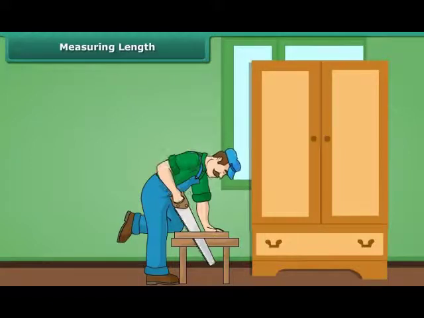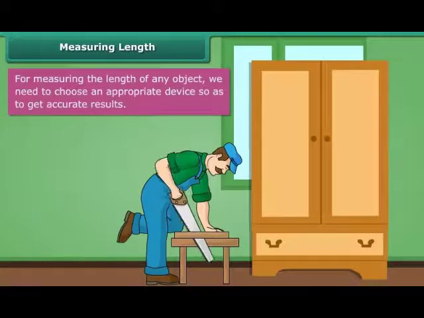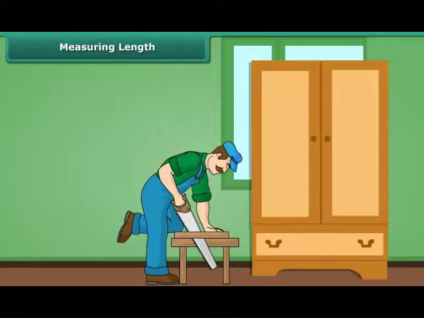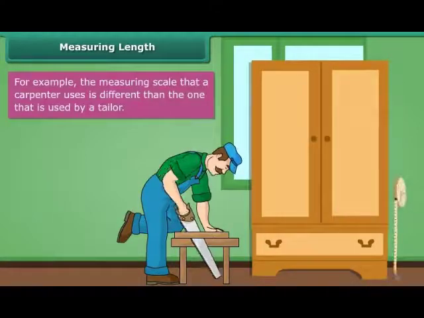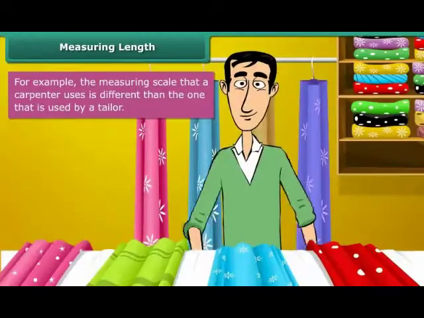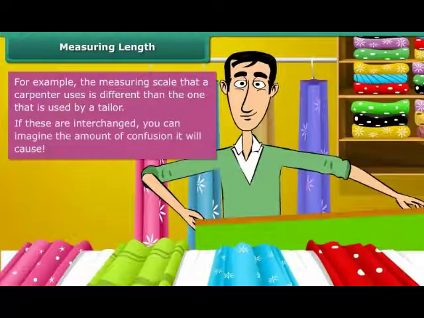Measuring length. For measuring the length of any object, we need to choose an appropriate device so as to get accurate results. For example, the measuring scale that a carpenter uses is different from the one that is used by a tailor. If these are interchanged, you can imagine the amount of confusion it will cause.